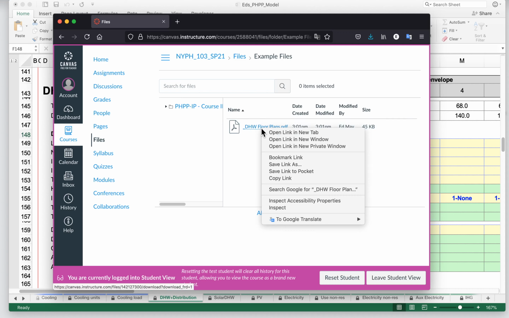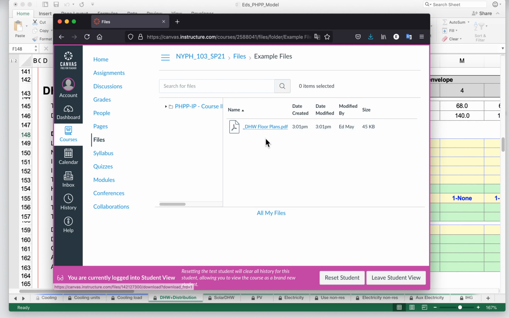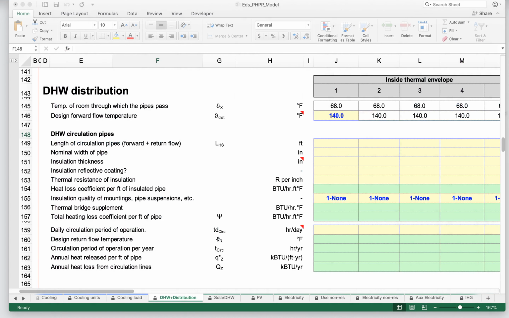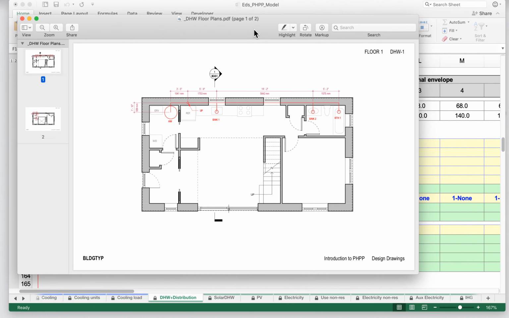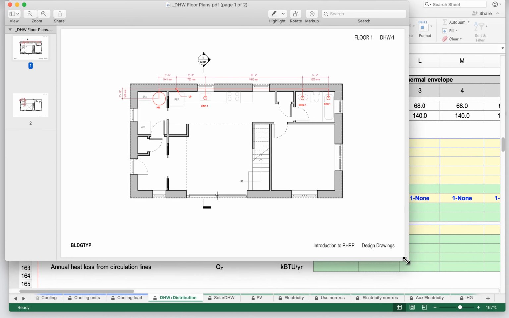If I click on that, I can save the link, save it as a PDF, save it to my desktop. So make sure you download that drawing off the Canvas website, and then we're going to use that here to model our hot water system. Let me pull this Canvas off to the side. Hopefully that all works for you. Now let me bring up that hot water drawing set. So here's that PDF, and let's take a look at what we have here.